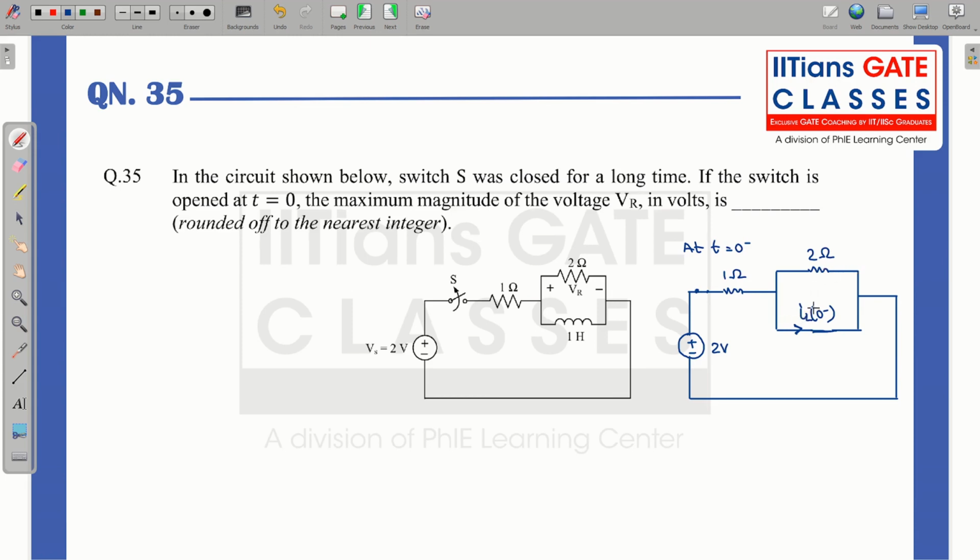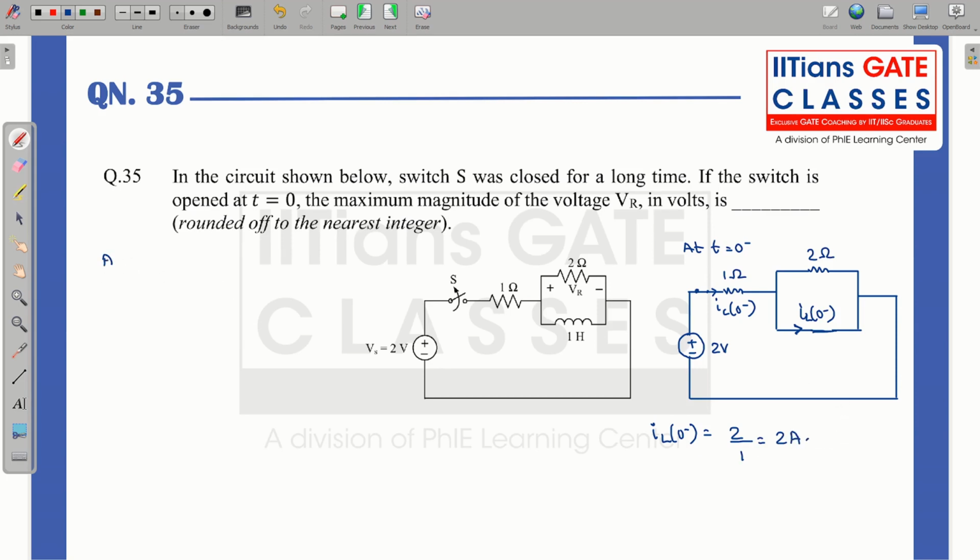So basically IL0 minus, if I apply KVL in this path, so from here also IL0 minus will flow because this 2 ohm, as it is connected to this short circuit, will also get shorted. So IL0 minus will be equal to 2 divided by 1, which is equal to 2 ampere.